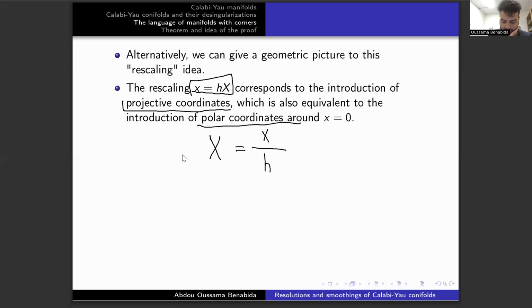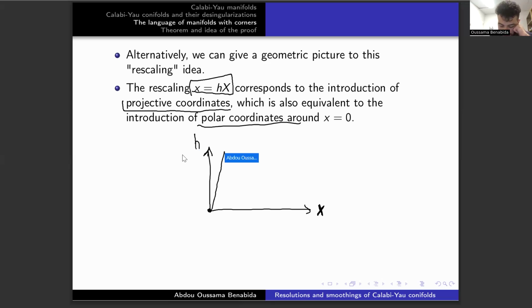So what we're saying here is that if we consider the product space, this is x, this is the parameter h, so this big X will be the possible directions of going to 0. So X represents each line going to the origin (0, 0).